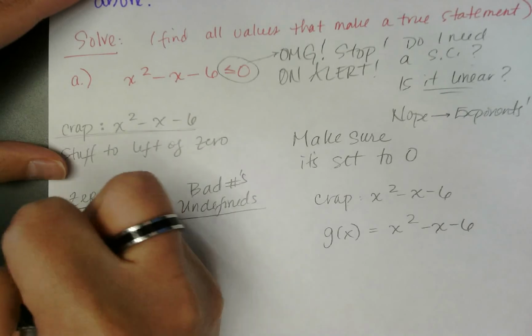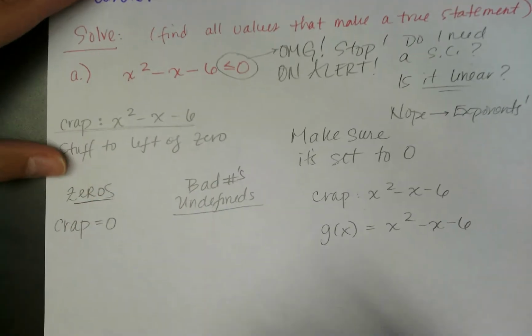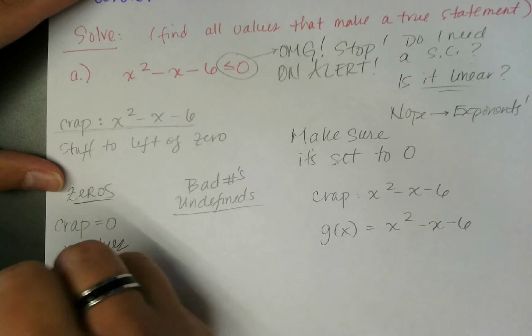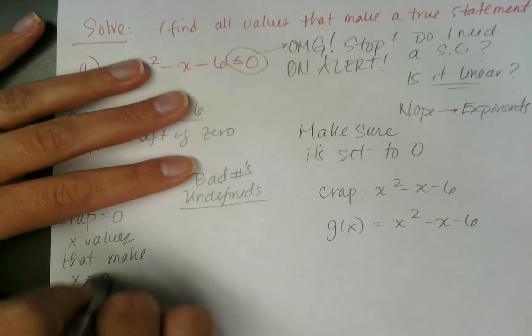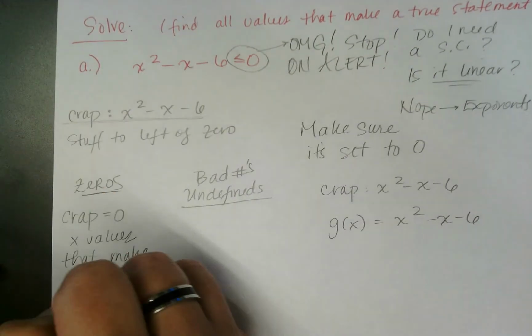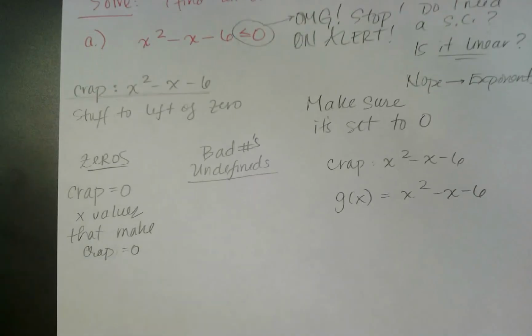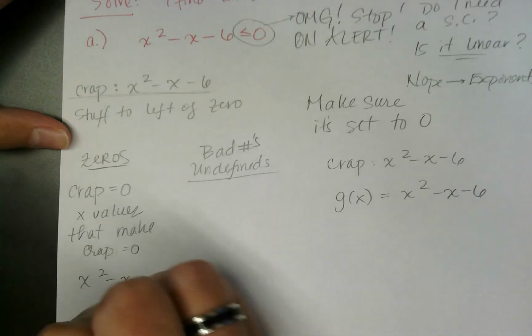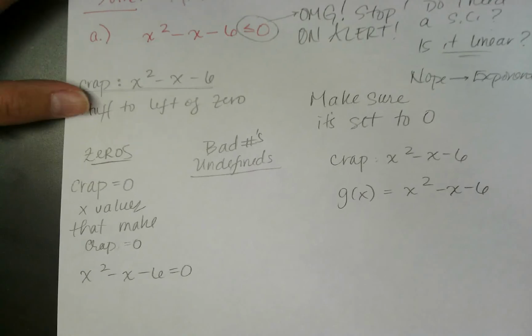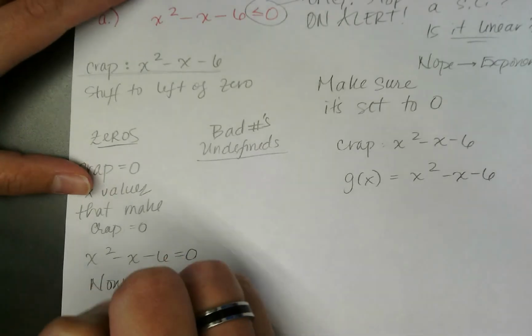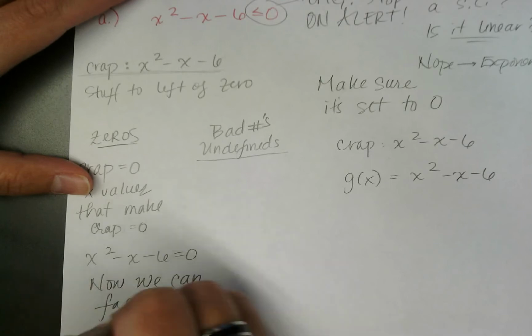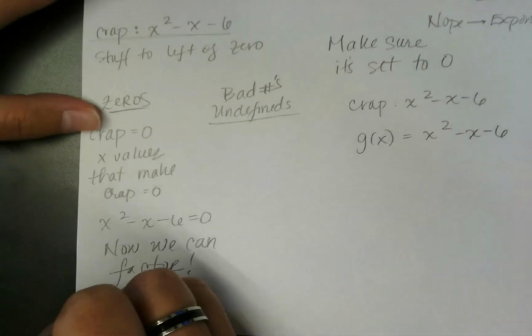So if you look at your crap, you set your crap equal to 0 and solve. You're trying to find the x values that make the crap equal 0. When I plug in these x's, that's what makes this left side equal 0. So x squared minus x minus 6 equals 0. You set all of your crap equal to 0. Now what do we do? We can factor. Why? It's an equation.